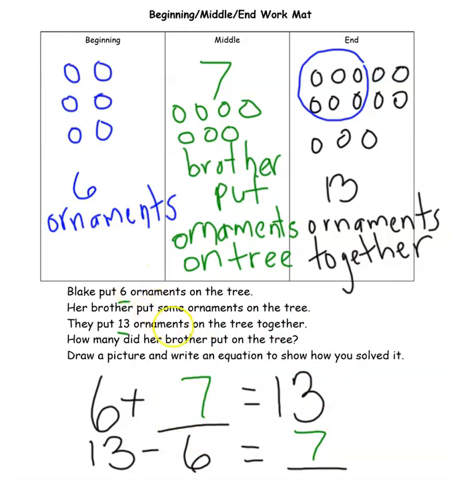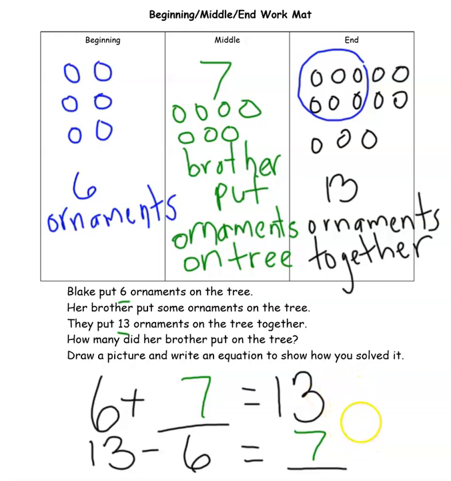Let's reread the problem and make sure that what we're answering makes sense. Blake put 6 ornaments on the tree. Her brother put some ornaments on the tree. They put 13 ornaments on the tree together. How many did her brother put on the tree? Draw a picture and write an equation to show how you solved it.